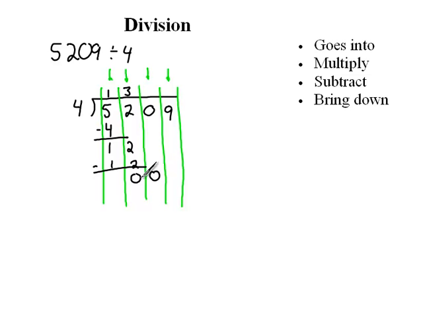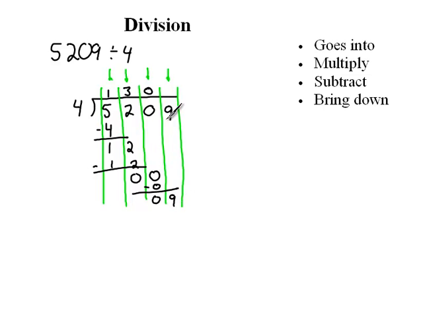4 goes into 0. Well, it doesn't. And anytime the number does not go into what's left, you always want to come up here and write a 0. So 0 times 4 is 0. If I subtract that, I'll still have 0. And then I'll bring down my next digit of 9.